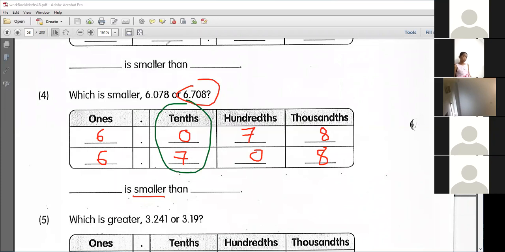6.078 is smaller than 6.708. Perfect. All right. Yes, 6.078 is smaller than 6.708.